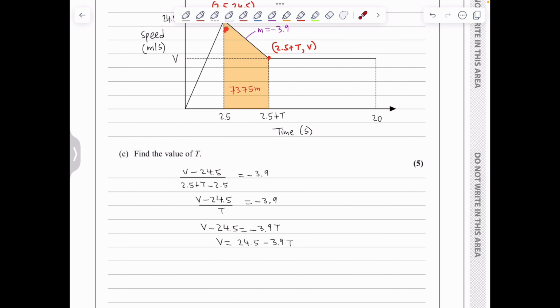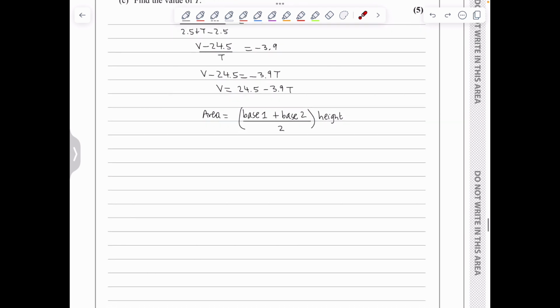We also have that this is a trapezium, and we know that the area of a trapezium is given by base 1 plus base 2 over 2 times the height, and in our case the area has been given to be 73.75, which is the distance covered.